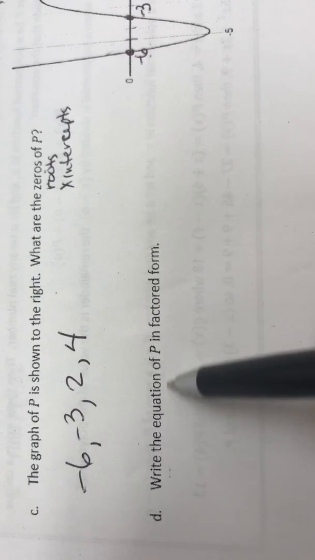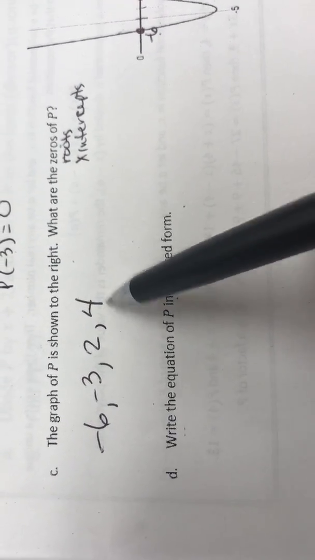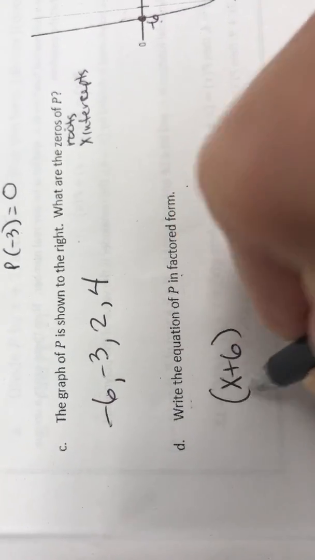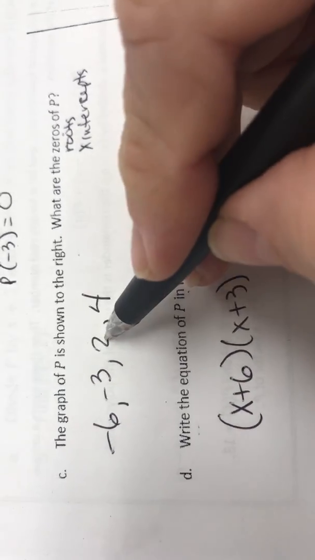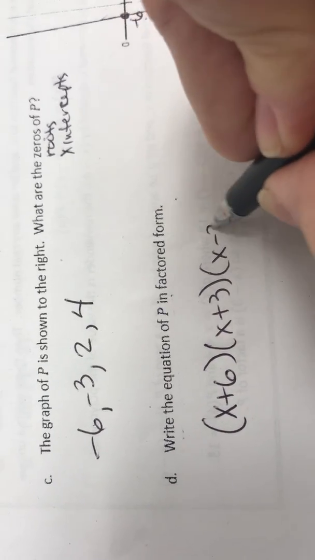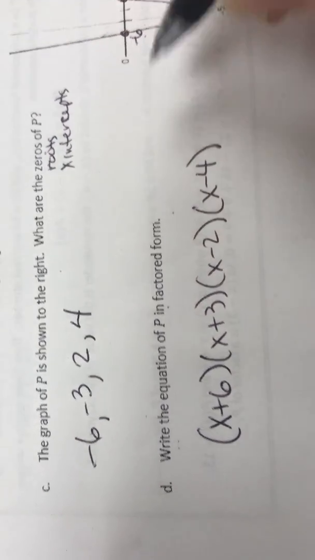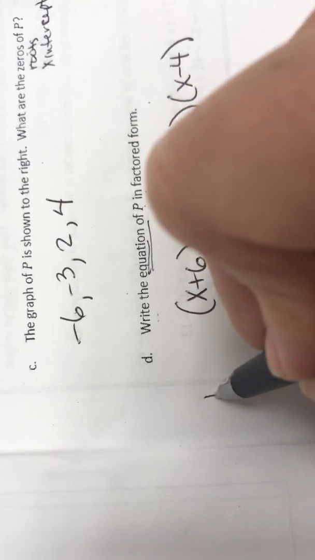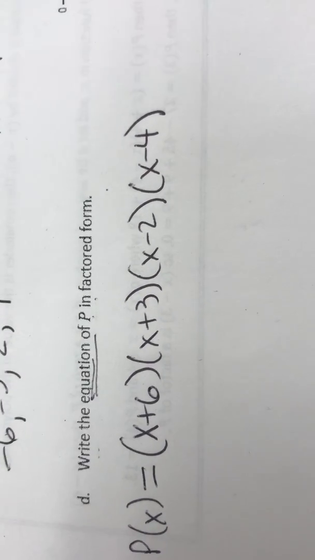So now they want you to write the equation in factored form. Well, if these are the roots, then the factors are the opposite. X plus 6 is one factor. X plus 3 is another factor. X minus 2 is another factor. And X minus 4 is another factor. But they asked for an equation of P. So P of X equals, then it's an equation. Okay? So not too difficult.